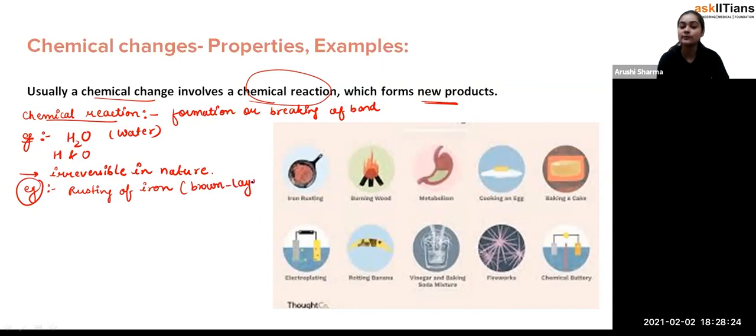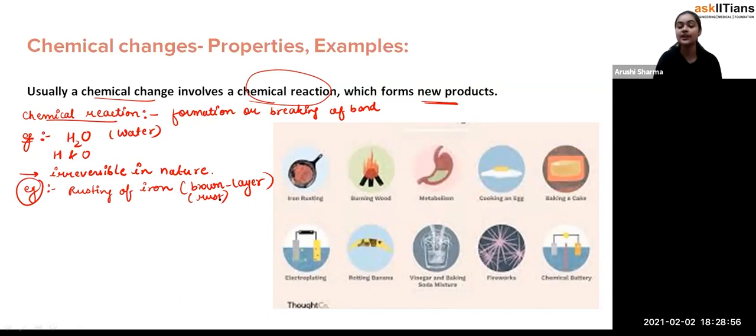This brown layer formation is due to the presence of iron, and when that iron is in contact with the outer surroundings, like the air and the water, there is the formation of the brown layer, and that brown layer is called rust. And this whole process is called the rusting of iron, because in that condition, student, the iron is getting damaged. This process is not reversible; you can't remove that rust.